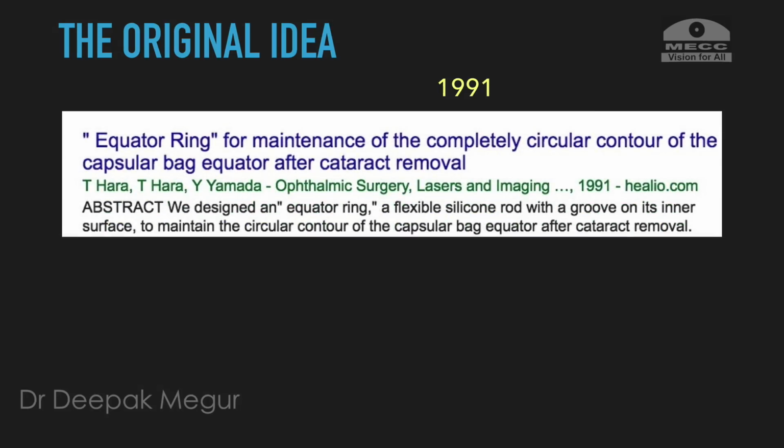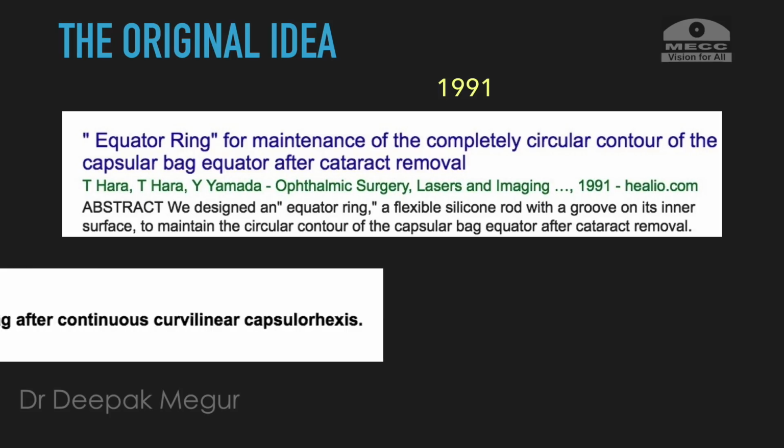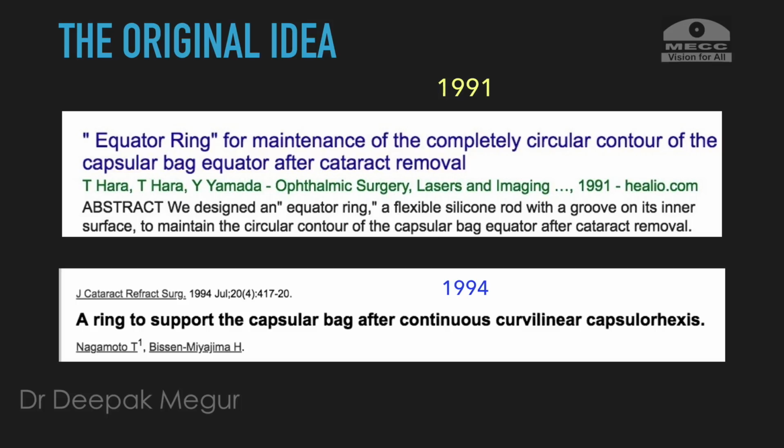The original idea was conceived way back in 1991 by T. Hara, who proposed the use of a silicone ring to provide equatorial support and to prevent bag collapse. It was in 1994 that the PMMA ring, which we use today, was finally introduced.